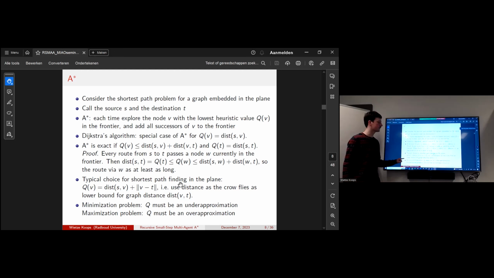So here with the shortest path finding, we're doing a minimization problem. So then the heuristic must be an under approximation, but the rest of the time we will do maximization, and then everything turns around. So then actually the heuristic must be an over approximation for our algorithm to be exact. So a heuristic is an over approximation for the actual value that goes via that vertex.